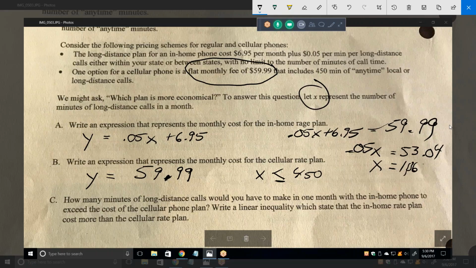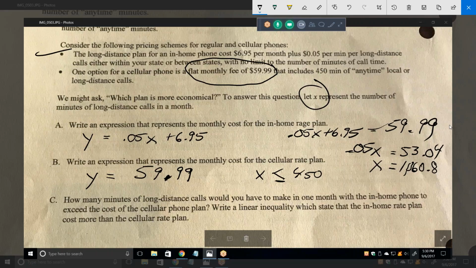Does that make sense? Yeah, it makes sense. 1060.8. So when you use that many minutes, the cost on the home plan is going to be $59.99. If you use more minutes than that, the cost of the home plan is going to be more than $59.99.